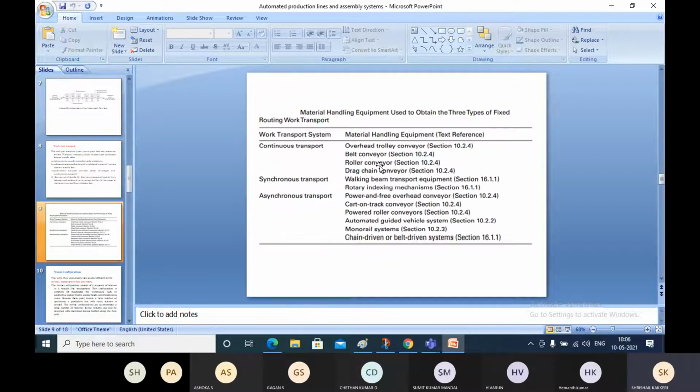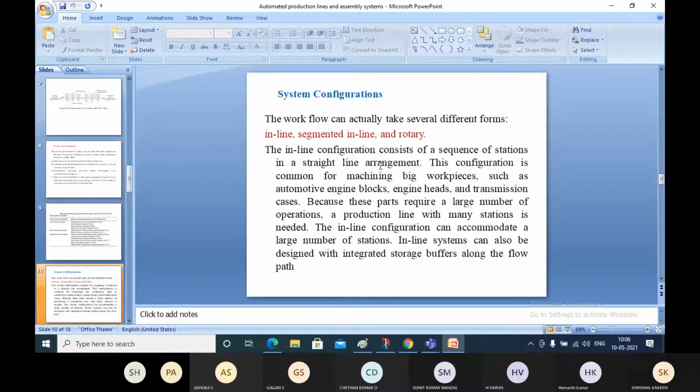Under this, we have the work part transport systems. We have three types of work part transport system configurations: inline, segmented inline, and rotary.